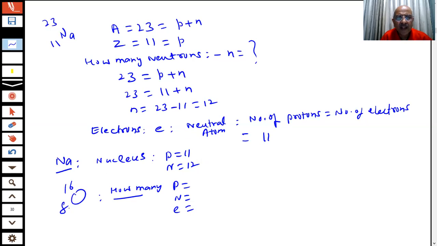What is the atomic number? 8. So there will be 8 protons. And mass number A is how much? 16, which is equal to protons plus neutrons. So 16 is equal to 8 plus neutrons, so neutrons equal 16 minus 8, which is 8. 8 neutrons. How many electrons? 8. So this is the oxygen atom, 8O16.